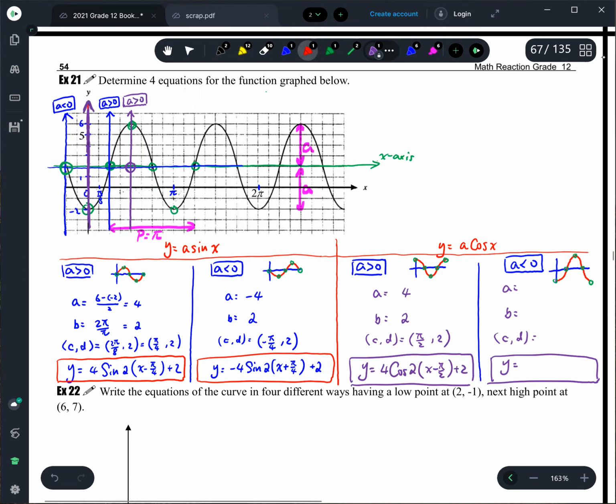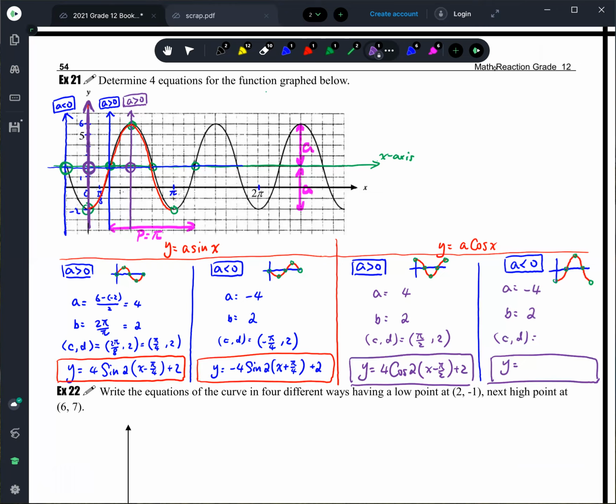So your graph will start from lowest, go up, go up, go down, go down. So your origin should be here. You should use this color. Okay. A should be -4 now. Okay. B is still 2, no matter what.